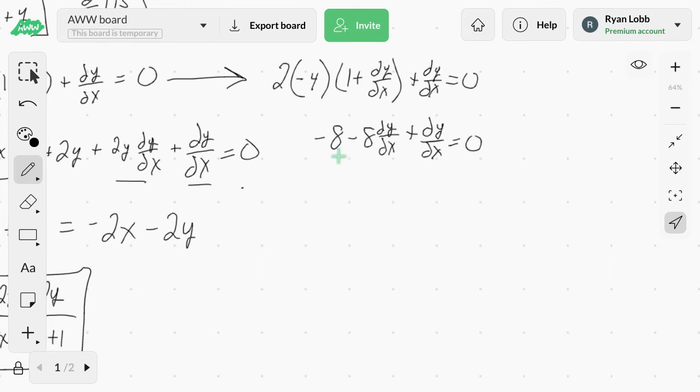Then we're going to have what? Bring the 8 over. Here we have -7 dy/dx equals 8 divided by -7. And we get the value of the derivative at (-3, -1), which would be -8/7.